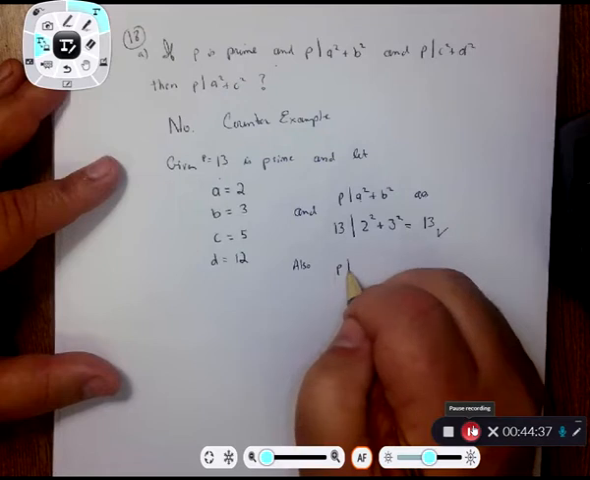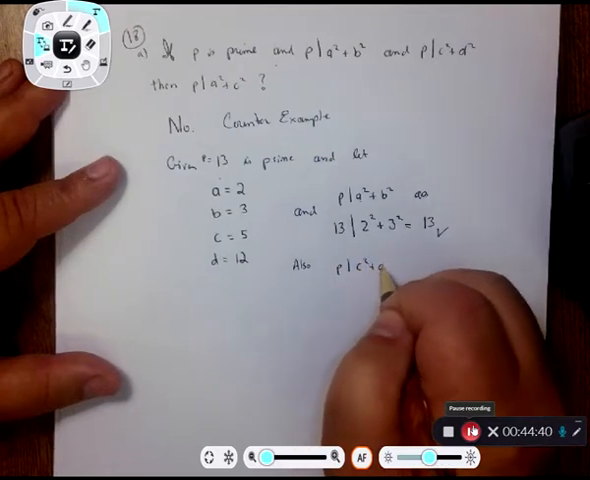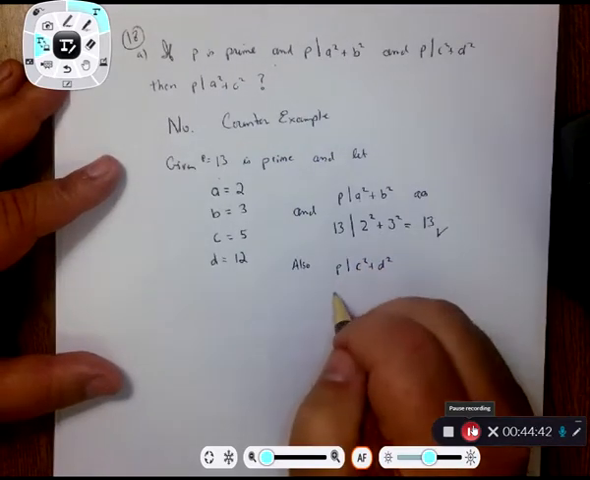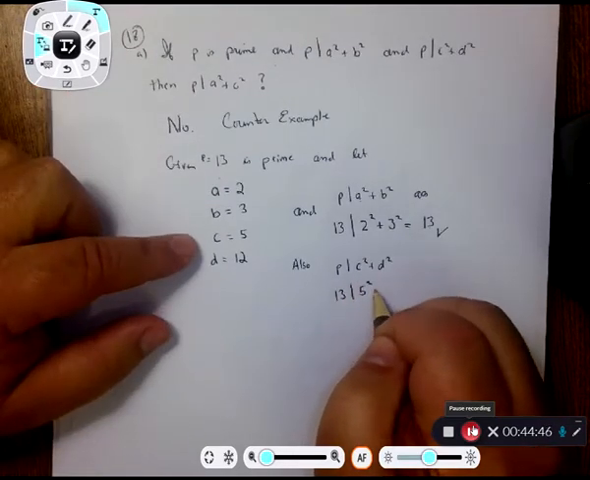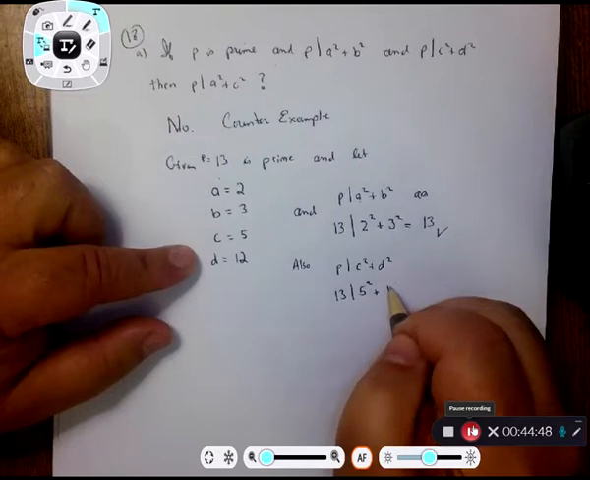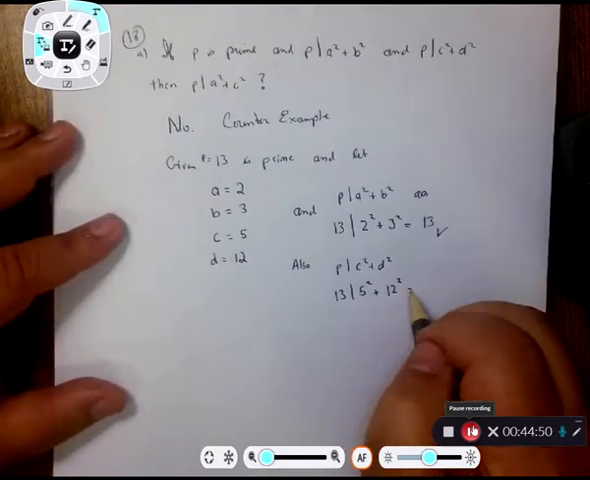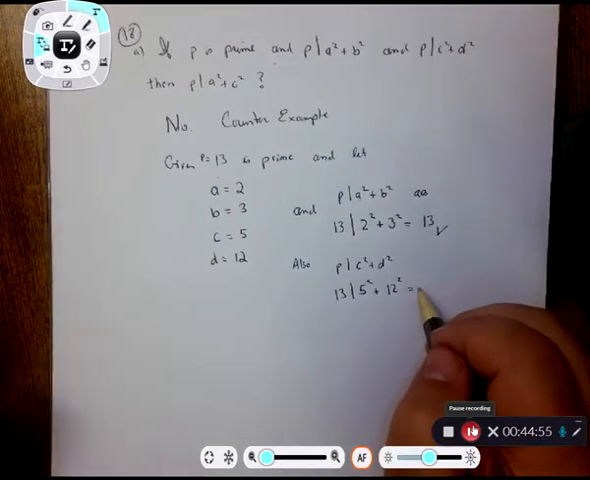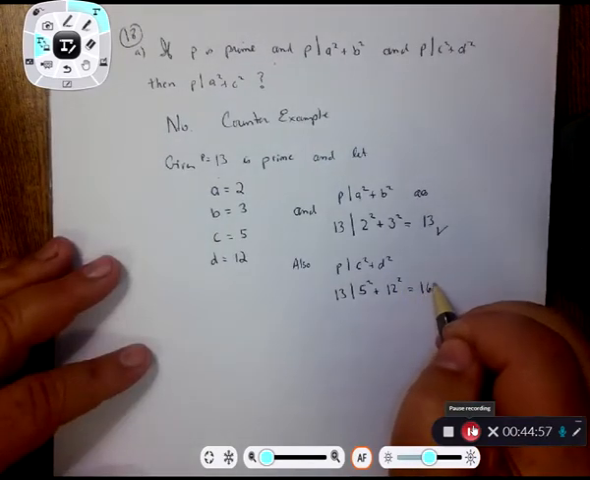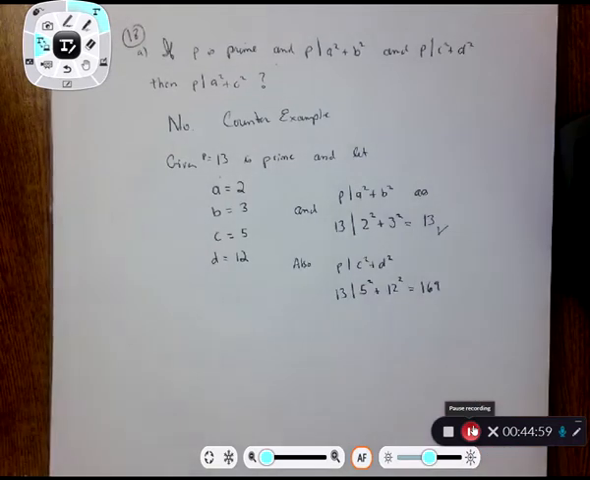Also, P divides C squared plus D squared. P, again, is 13. That divides C, which is 5 squared, plus D, which is 12, and we're squaring it. 5 squared is 25, 12 squared is 144, 25 plus 144 is 169, which is actually 13 squared.